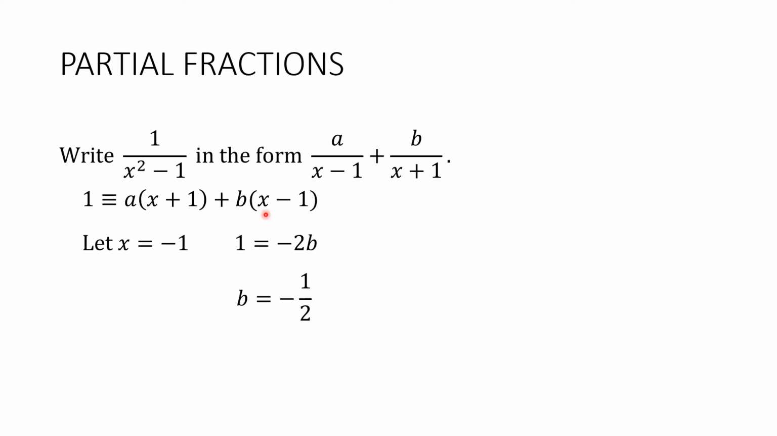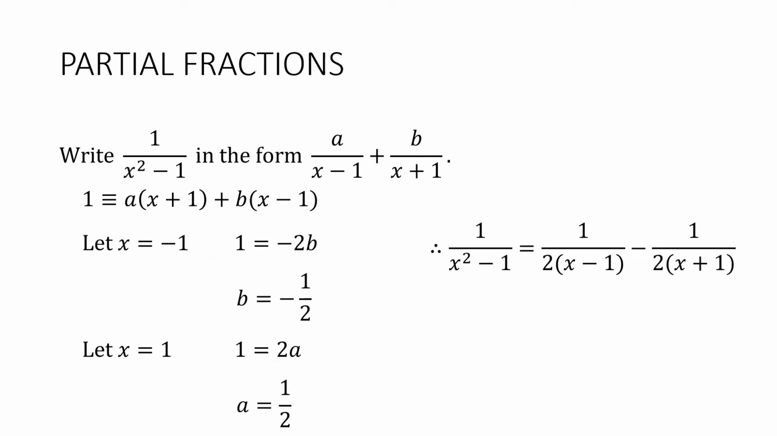Similarly, now I'm going to let x equal 1 so that the second term goes to 0. I'm going to end up with 1 is equal to a multiplied by 2. And so a is equal to 1/2. Therefore, 1 on x squared minus 1 is equal to 1 over 2 outside of x minus 1, take away 1 over 2 outside of x plus 1.